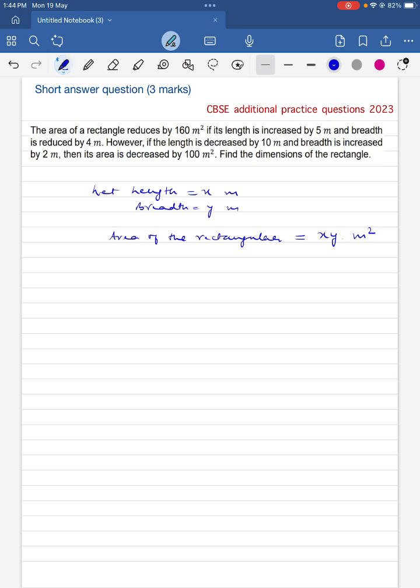Okay, so now let's look at the question again. Now they've said that the area of the rectangle reduces by 160 meter square if its length is increased by 5 meters and breadth is reduced by 4 meters. Okay, so the length gets increased by 5 meters and the breadth gets reduced by 4 meters and then the area itself. Now I've multiplied the length times breadth, so I have the area on my left hand side, and they've said that the original area of the rectangle gets reduced by 160 meters square.